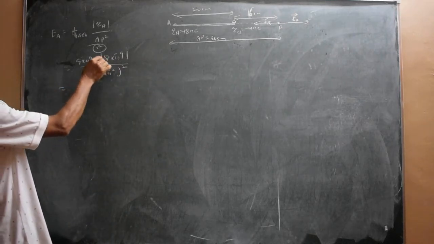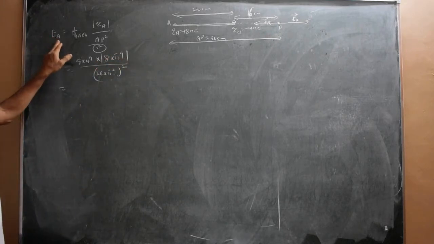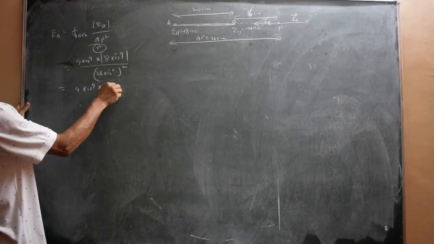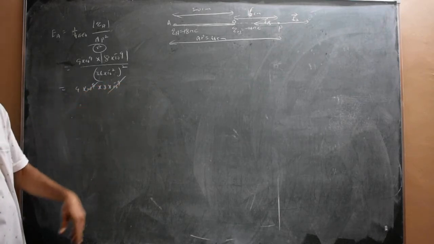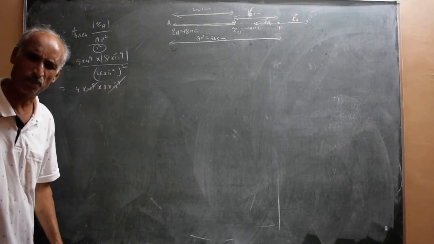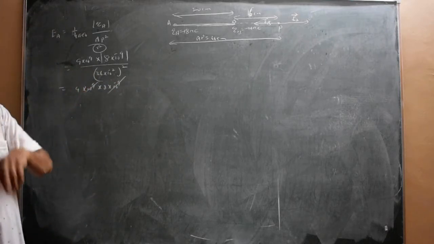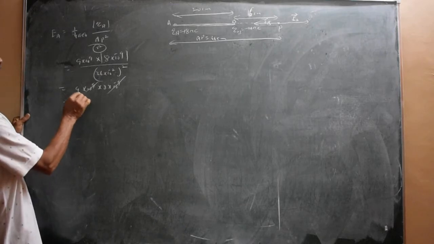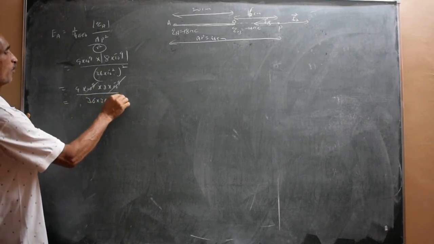Now we are calculating the magnitude, so take the modulus of the charge here. It is 9 into 10 to the power of 9 into 8 into 10 to the power of minus 9. These cancel each other because 10 to the power of 9 and 10 to the power of minus 9 give 10 to the power of 9 minus 9, which is 10 to the power of 0, that is 1. It cancels. 9 into 1 is 9, upon 36 square, 36 into 36, into 10 to the power of minus 4.